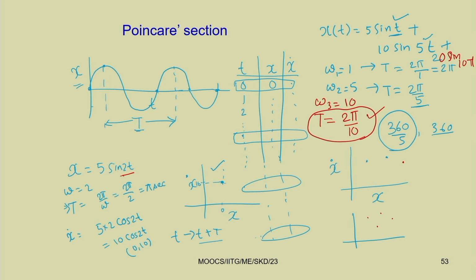Later we will see the case where the ratio is different. Here omega 2 by omega 1 equals 5, omega 3 by omega 1 equals 10, and omega 3 by omega 2 equals 2. Here the ratios are integers, so you get a periodic response. But when the ratio is an irrational number, the response is no longer periodic; we will see that it is quasi-periodic.